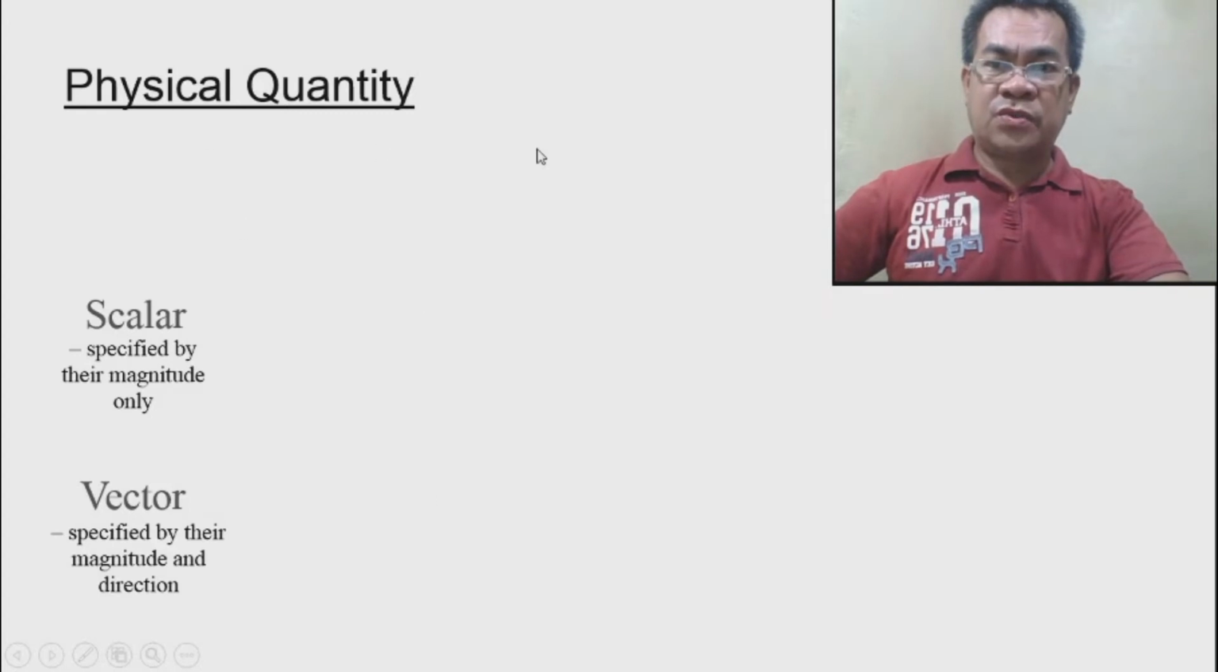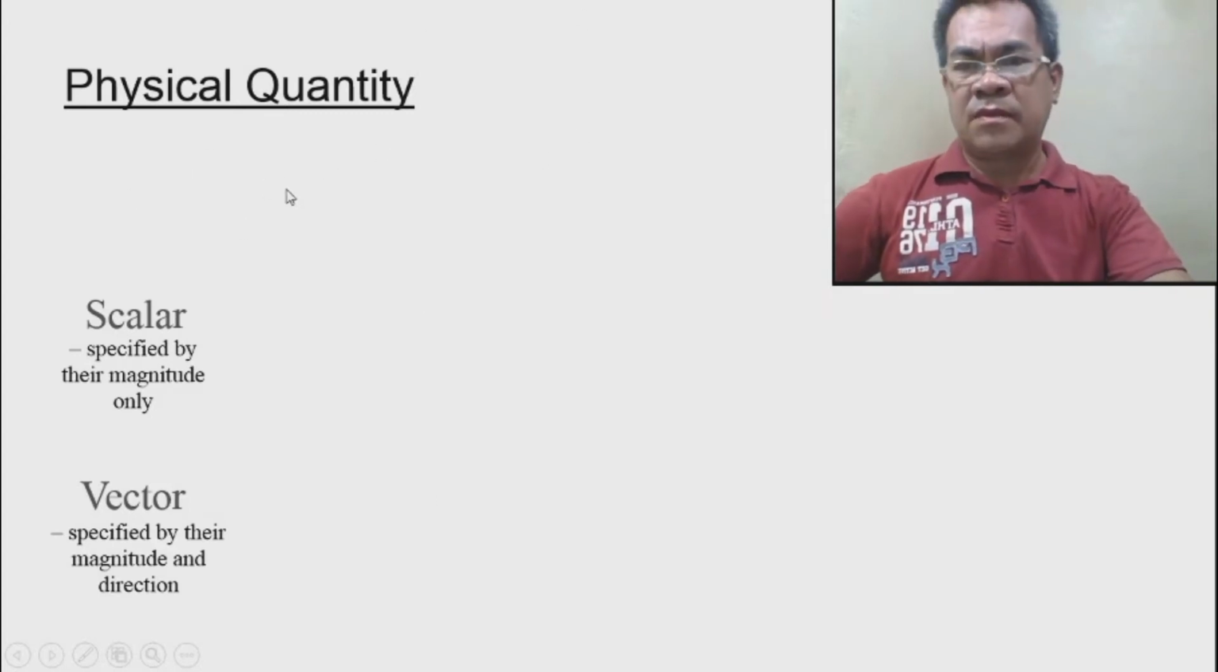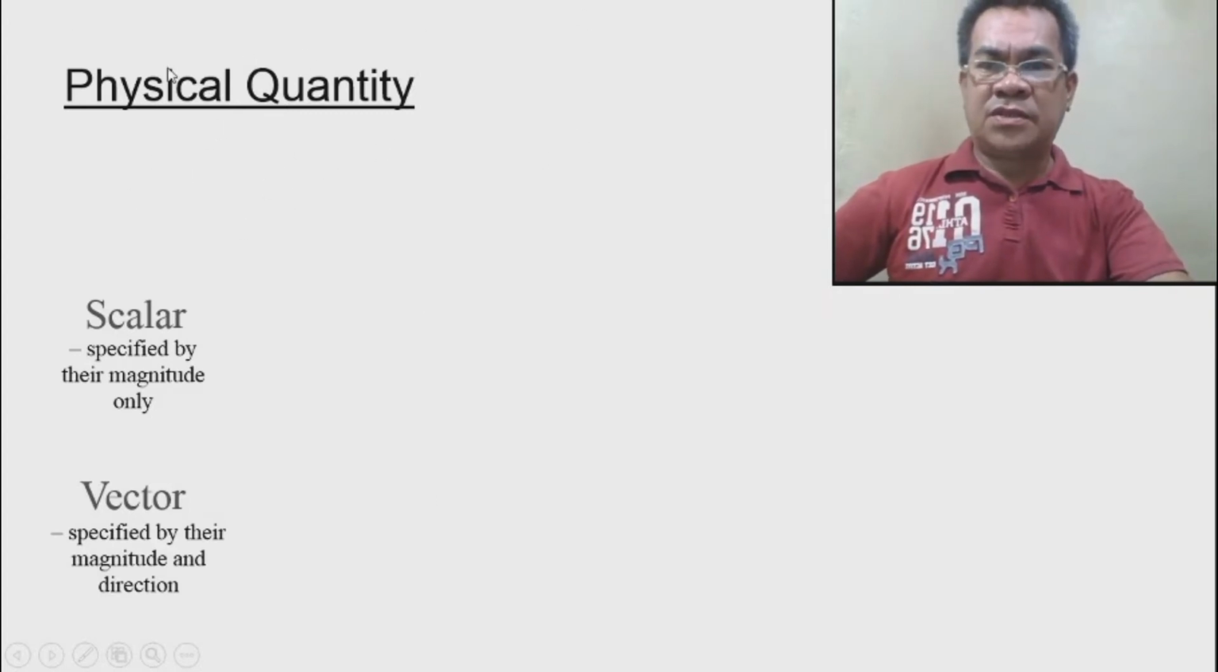Okay, so there are many quantities. You can say millions of quantities. There are many quantities that can be produced from the physics problem. But all those physical quantities are divided into two only: scalar and vector quantity.